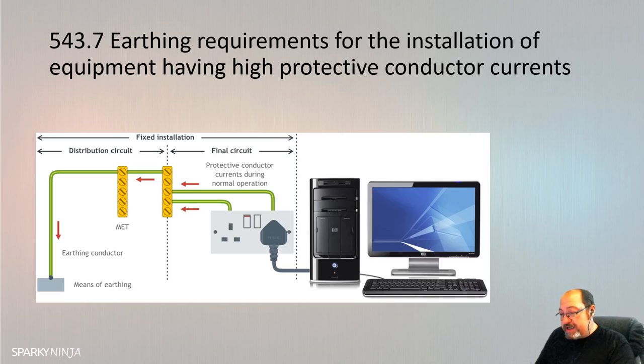Shall be either permanently connected to the fixed wiring of the installation without the use of a plug and socket outlet, or connected by means of a plug and socket outlet complying with BS EN 60309-2. BS EN 60309-2 is probably what you would consider the old the C-form or the commando type.